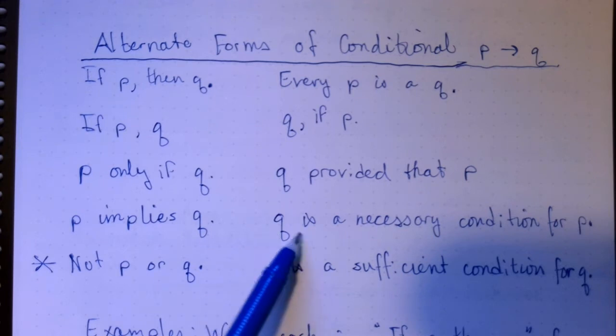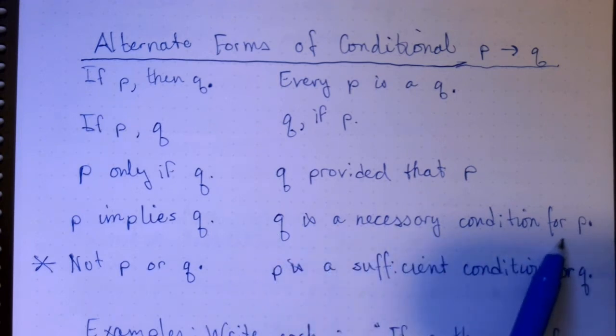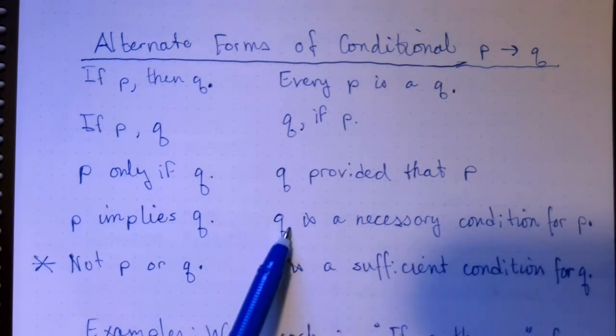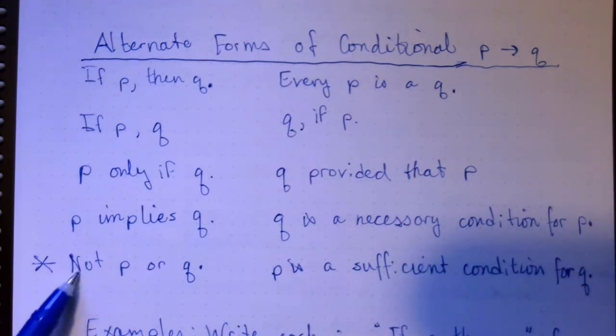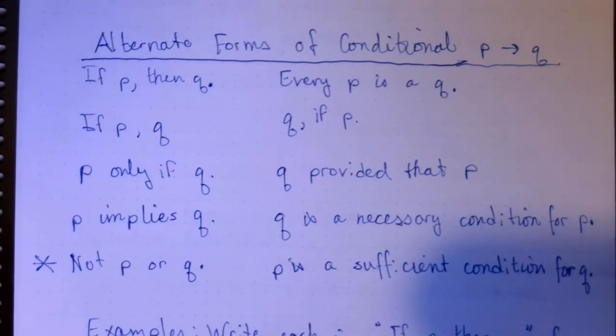It's a dog is a necessary condition for being a poodle. You need to be a dog before you can be a poodle. It's not a poodle or it's a dog. This is the one that we looked at in the previous video. And being a poodle is sufficient for being a dog. Okay, so these are all different ways to talk about a conditional statement.